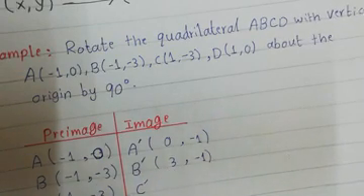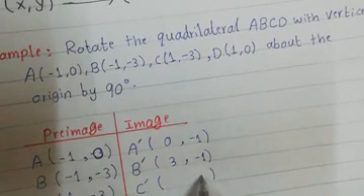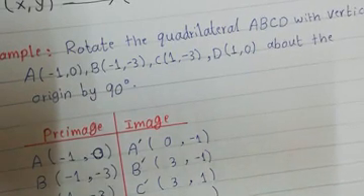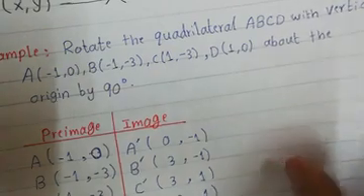C is 1 and negative 3, so C prime will be: 1 is x, it will be instead of y, and this negative 3 will be 3. And for D, 1 0, 1 will be instead of y, and 0 I will not change its sign because there is no sign for the 0.